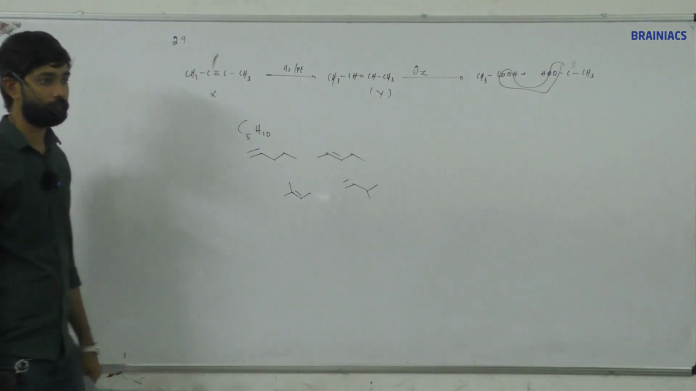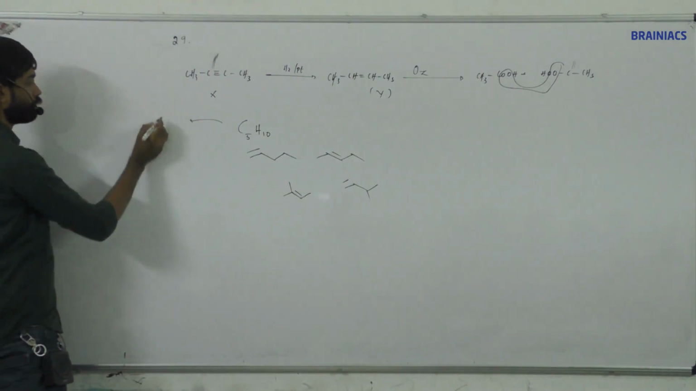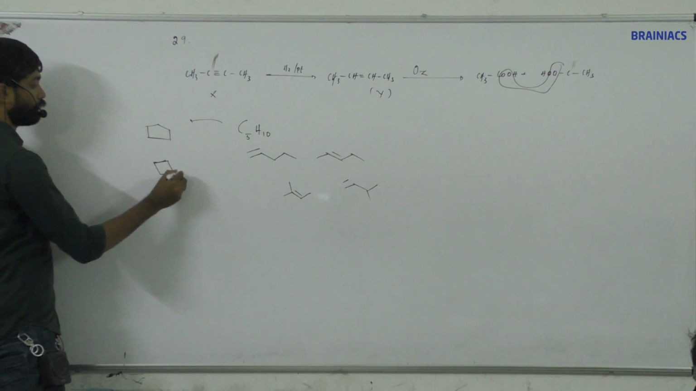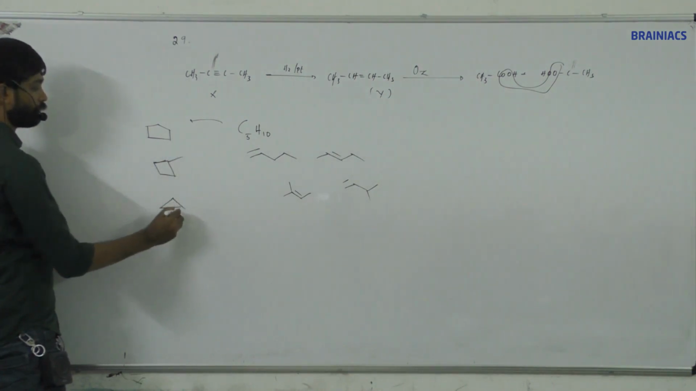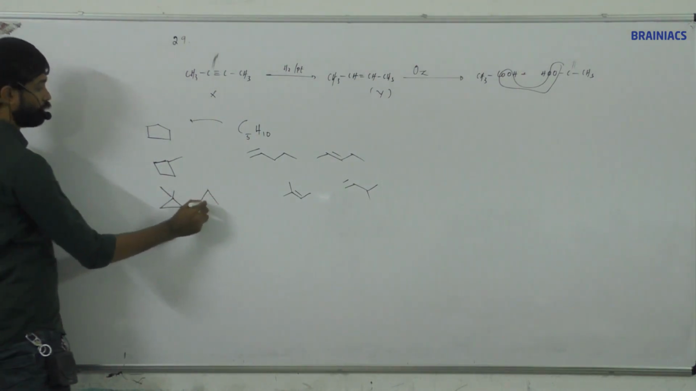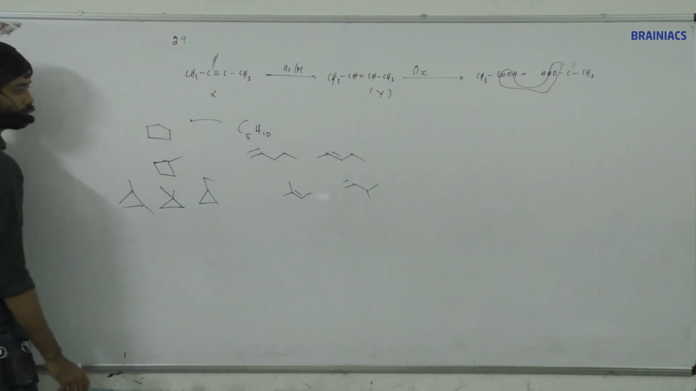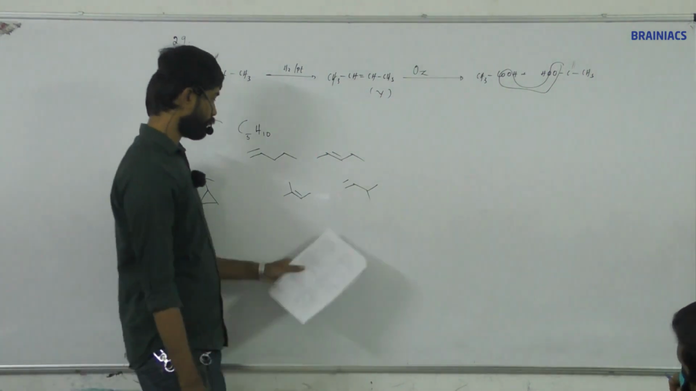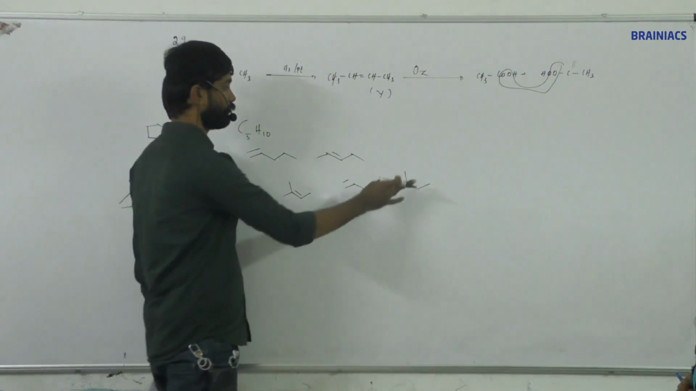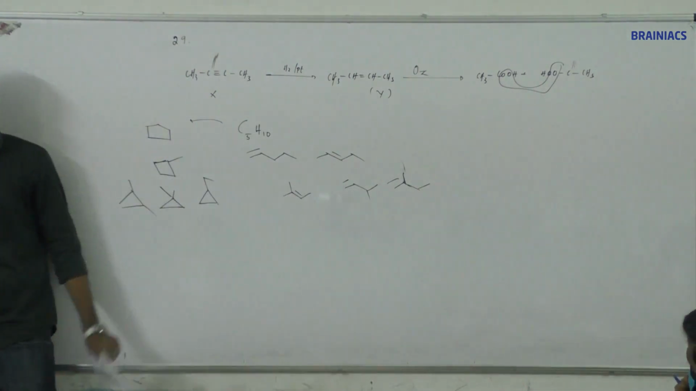Hydrocarbon is C5H10, right? So cyclopentane derivatives are also there. Cyclopentane, methylcyclopentane, dimethylcyclopentane, ethylcyclopentane. These all are isomers, okay? One more will be here. Okay. Actually 10 isomers are there in C5H10. 5 are cyclic, 5 acyclic.